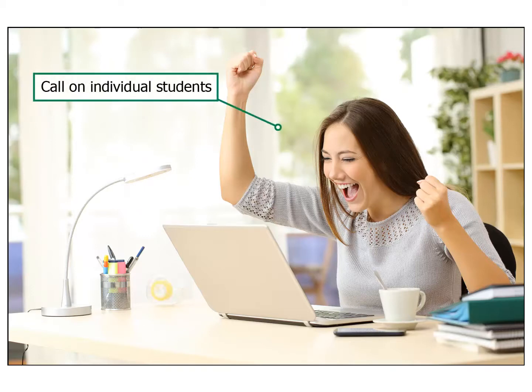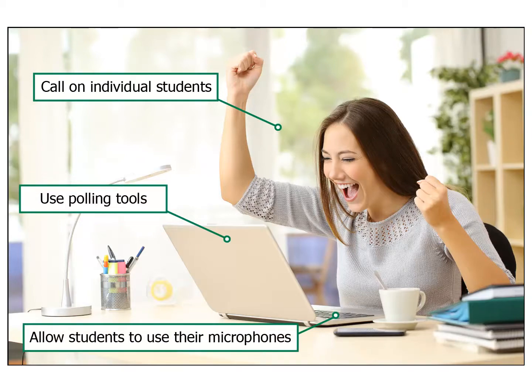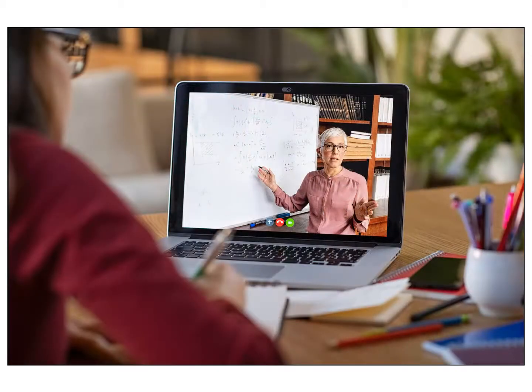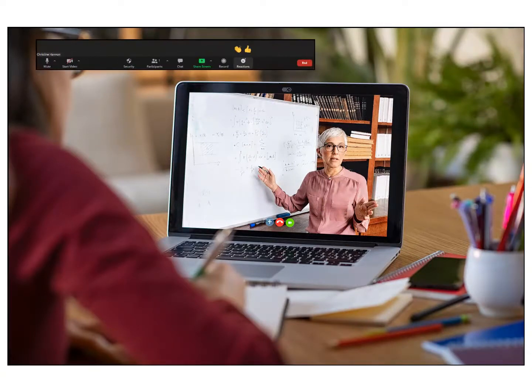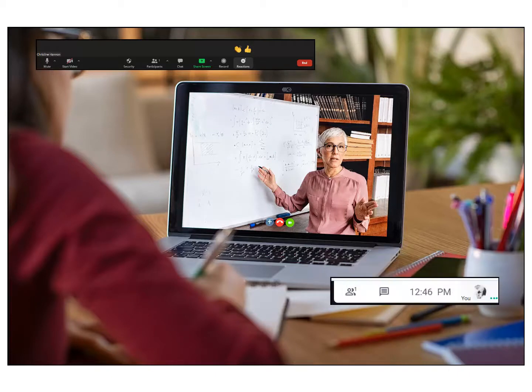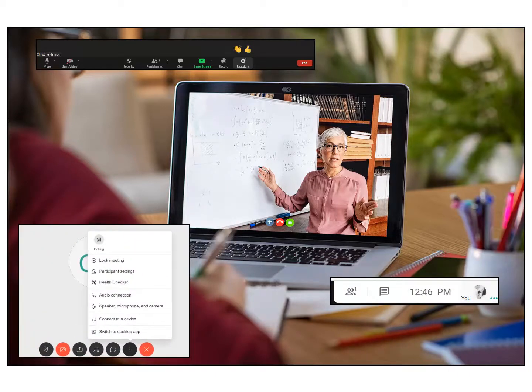Encourage student participation. Call on individual students, use polling tools, or allow students to use the microphone to respond to questions. Web conferencing tools have built-in status icons. Use them to get agreement or yes/no responses. Students can communicate simply by enabling an icon. These techniques are an effective way to check in with students.